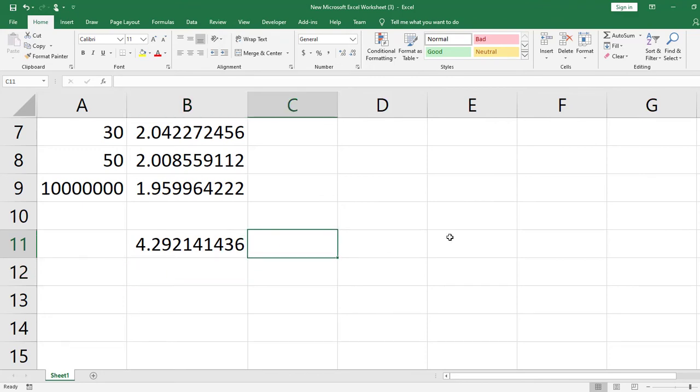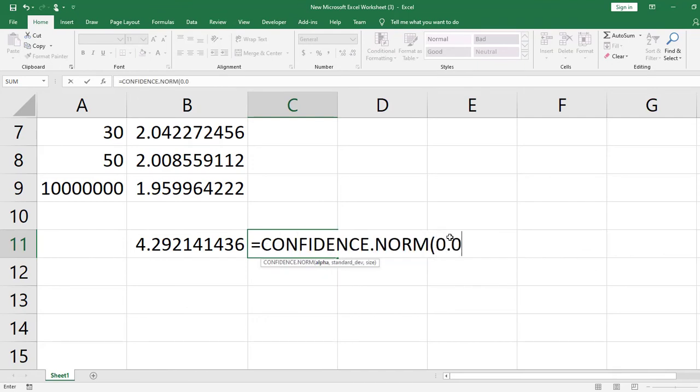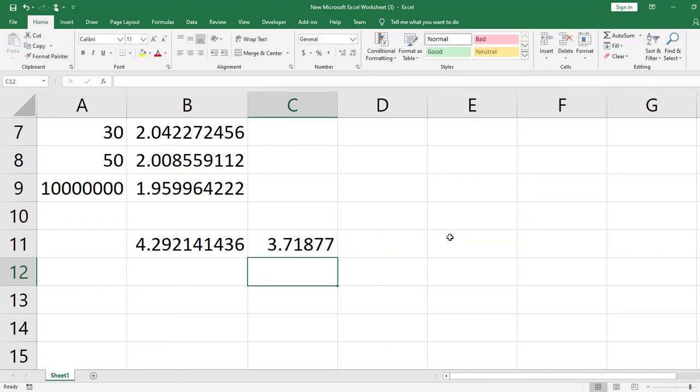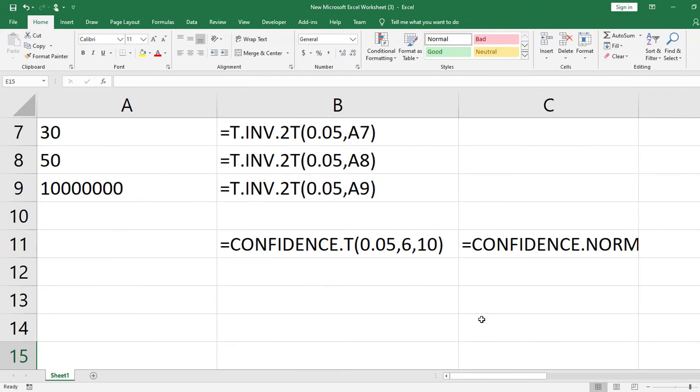Note how different that is compared to if we were to do the same thing with confidence norm: alpha 0.05, standard deviation of 6, size of 10. It's a little bit smaller, because we have less information in this one, and it's 4.29 here compared to 3.7 there. There's a big difference between knowing sigma and not knowing sigma.